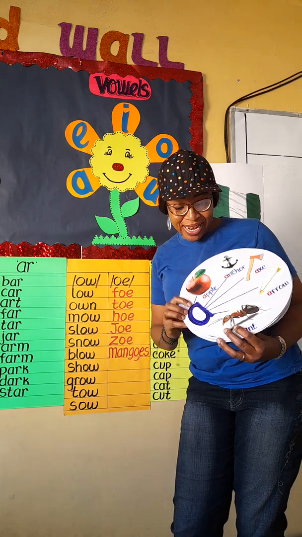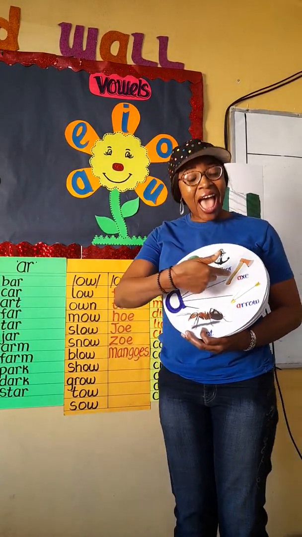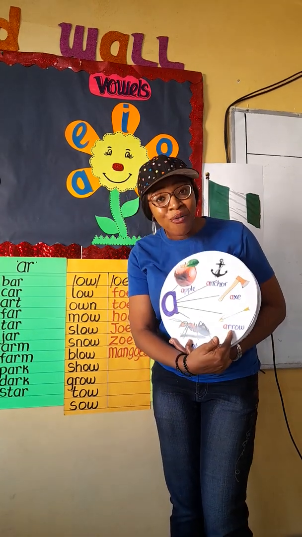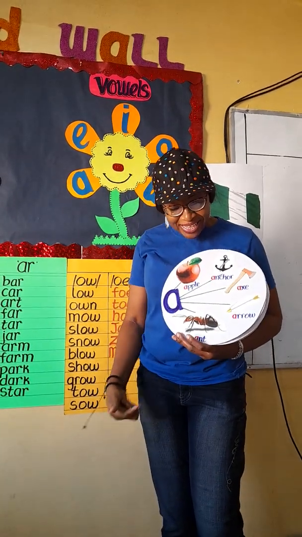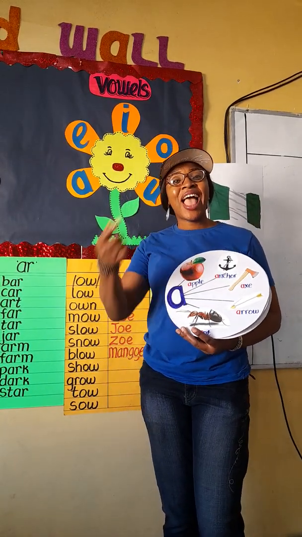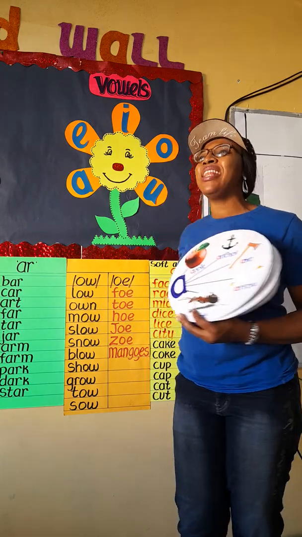A as in apple. A as in axe. A as in arrow. A as in ant. A as in anchor. We'll go to the second vowel letter.